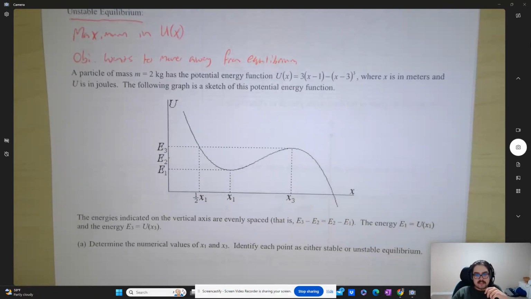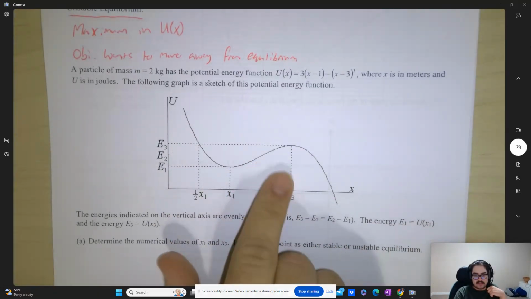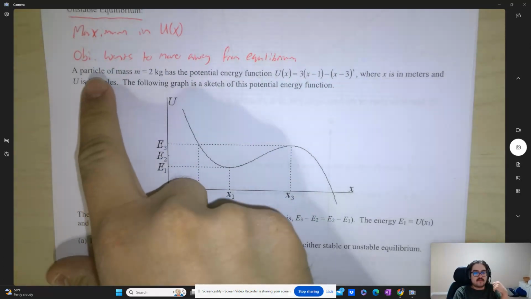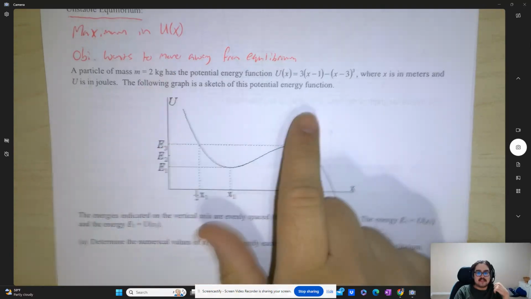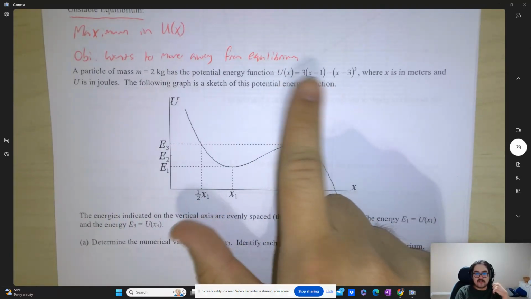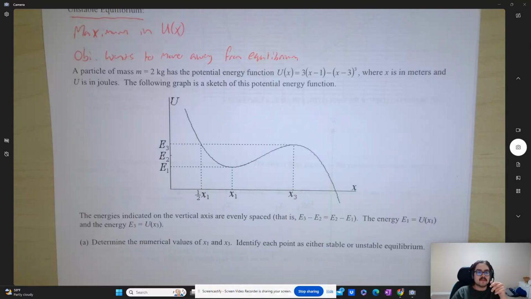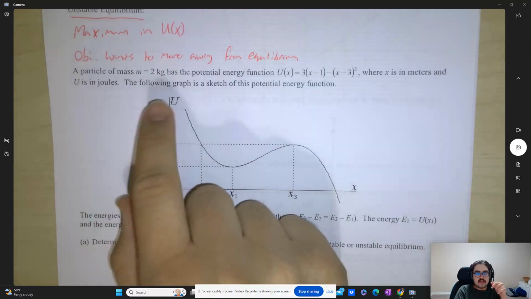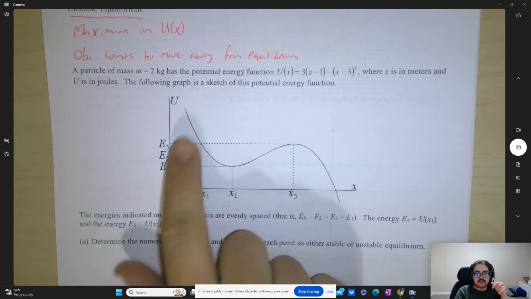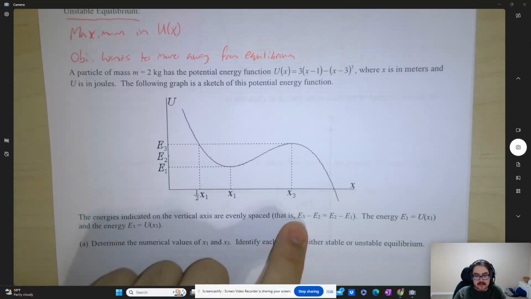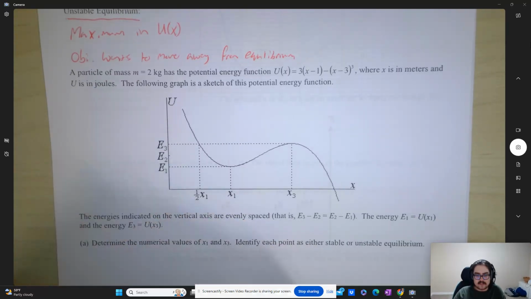Here's an example of a potential energy function. This is what it looks like. There's a lot of stuff going on here. Don't freak out. But you have a particle of mass m, 2 kilograms, that has this potential energy function. So this is the potential energy function that's defined for this particle. x is in meters, U is in joules. The following graph is a sketch of the potential energy function. There it is, beautiful. The energies indicated on the vertical axis are evenly spaced, so these have all equal spaces between each other.